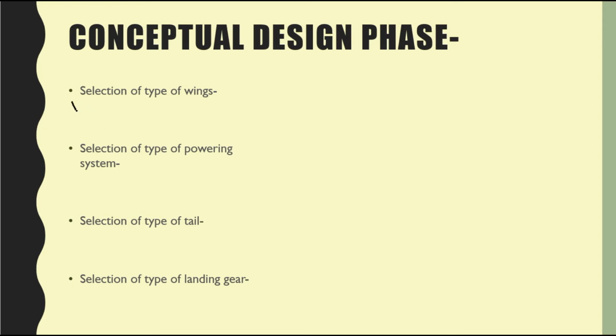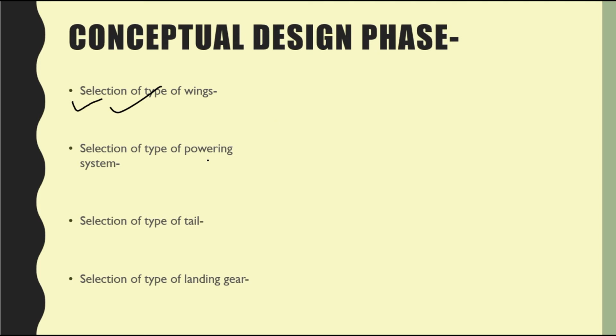So basically we'll select the type of wings that we are going to use: elliptical, swept, or tapered wings, or the positioning of the wing that we can use, that is, are you going to use a mid winger, a low winger, that is, suppose this is the low winger, this is the mid winger, and this is the high winger. So which type of plane are you preferring for the purpose, that's going to be decided in this phase.